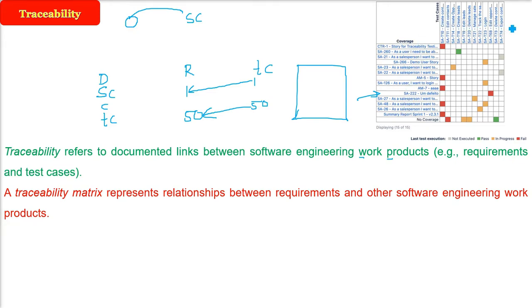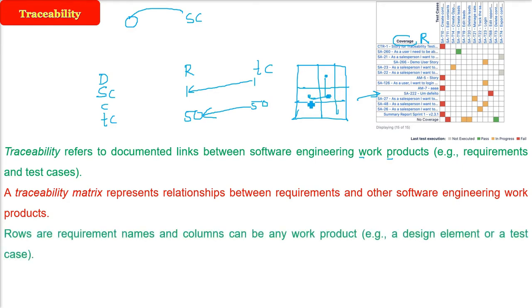So in the traceability matrix, on row and column, you can have two different work products. So the traceability matrix is all about the relationship. It represents the relationship between the requirements. Here one row or column will be requirements, and the other can be any software engineering work product. As I suggested, it can be test cases, it can be design, it can be any other thing. So what do we do? We make the matrix, rows and columns, a table, and this is the cell.